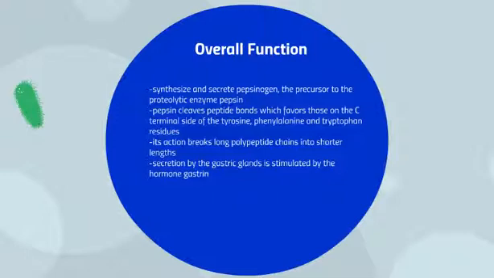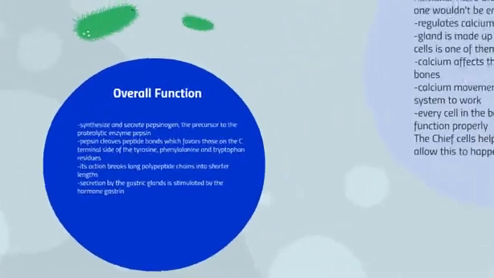Secretion by the gastric glands is stimulated by the hormone gastrin. Gastrin is released by the endocrine cells in the stomach in response to the arrival of food.